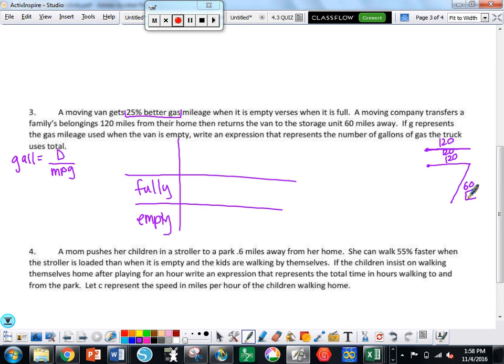This is when I'm empty. This is when I'm full. That has nothing to do with the problem, it just hopefully helps. I need a gallon, a distance, a rate, and a fraction. Alright, a moving company transfers the family's belongings 120 miles, so they're loaded, they're transferring the belongings from their home, and then returns the van to the storage unit 60 miles away. So maybe I should have put returns the van empty to the storage unit 60 miles away. Again, this is the first time that those numbers have not been the same.